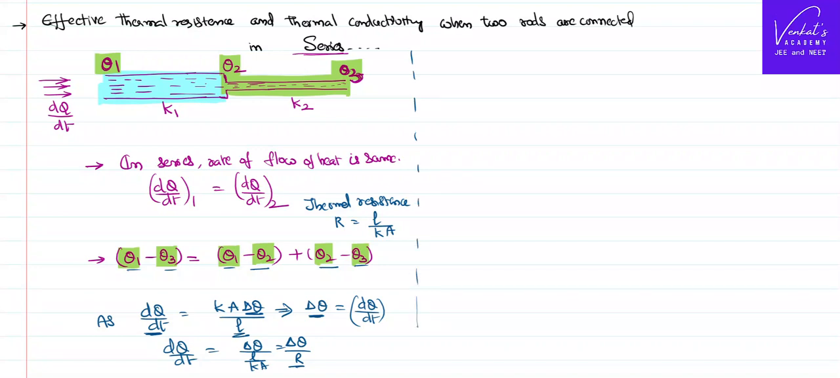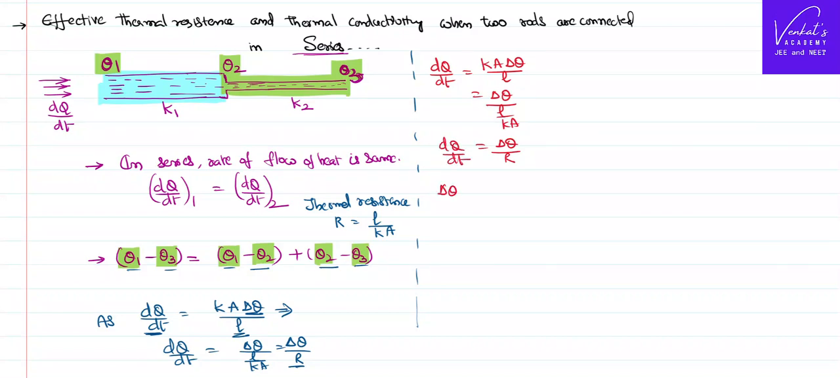This part of the equation, I will write it once again so that you can understand easily. Rate of flow of heat dQ by dt is K A delta theta by L. Delta theta can be rearranged like this. L by KA can be written as R, so dQ by dt is delta theta by resistance. So delta theta can be written as rate of flow of heat multiplied by thermal resistance.